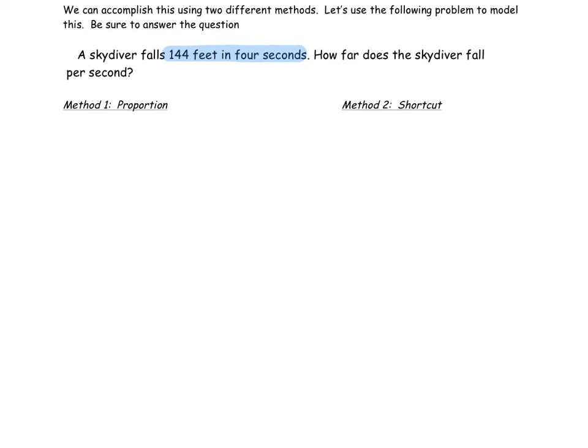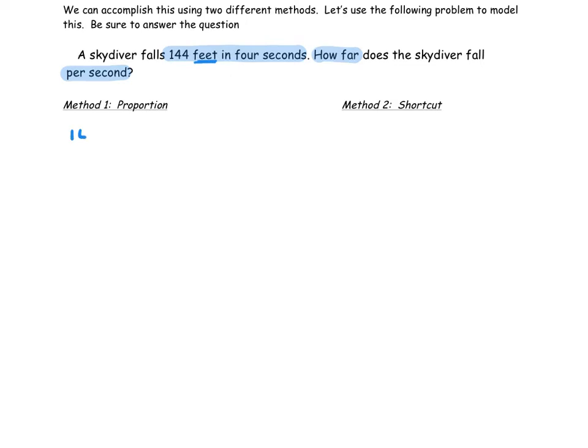The question they're asking us is how far? And hopefully you notice they mention the distance in feet. So that's going to be how many feet. Then they go on to say per second. When we hear that word per, it means for 1 second. And so we're going to set this up as a proportion. We're going to start our first method.